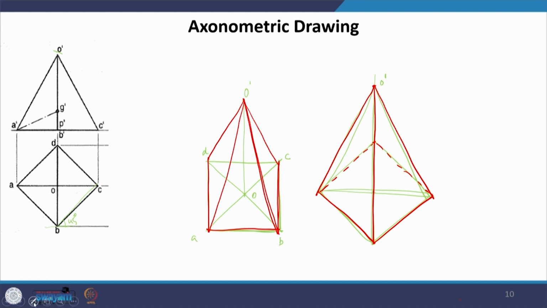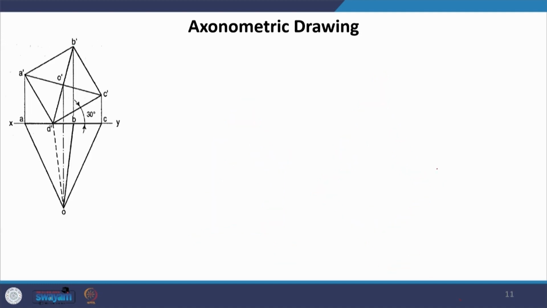I would remove the green lines for your convenience here. This is what you are going to be seeing if we are seeing it in axonometric. This one here is inclined at 45 degrees in plan, and this one is parallel to the VP. So, for the same pyramid, different positions, you can see the difference we get in axonometric.